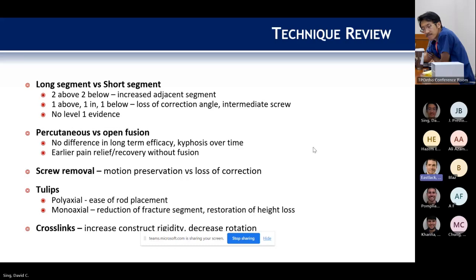Where you can get away with fixation for, say, a bony Chance fracture or something like that, long term, there's not a need to have that fixation bind up or tie up other levels of motion. So you don't necessarily have to fuse them.